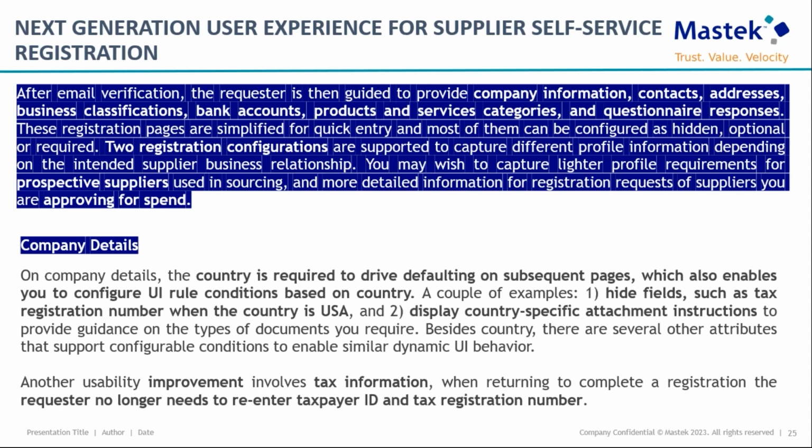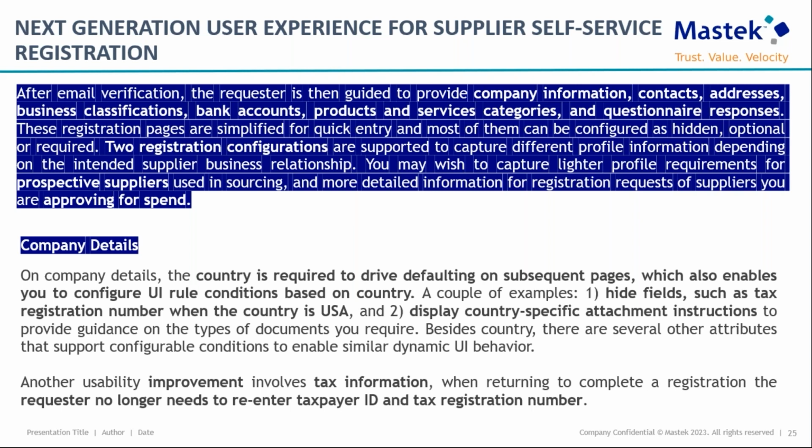Two registration configurations are supported: one for the prospective suppliers and one for the spend authorized suppliers. Now let's start with the company detail. Company detail is basically a country-driven company details form, which will drive the subsequent forms that we are going to fill. This can be used to configure the UI rules based upon the country, like hiding the fields such as tax registration number when the country is USA, and display country-specific attachment instruction that we want.